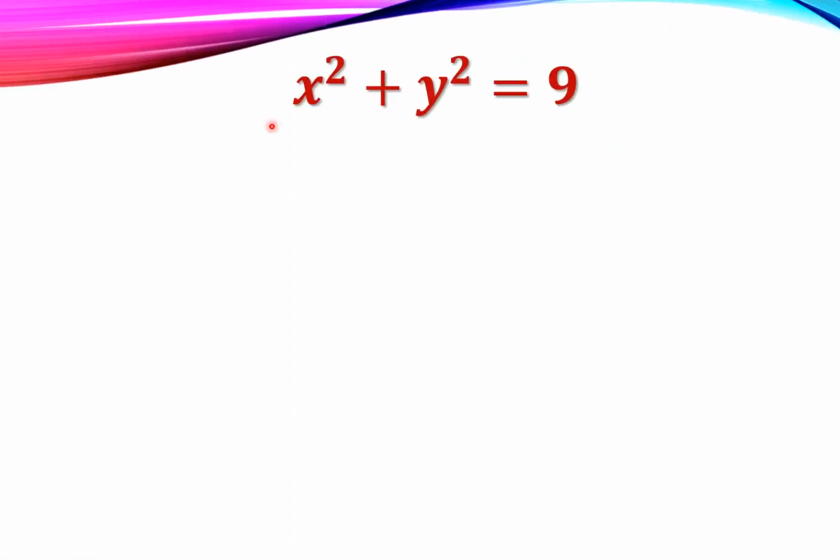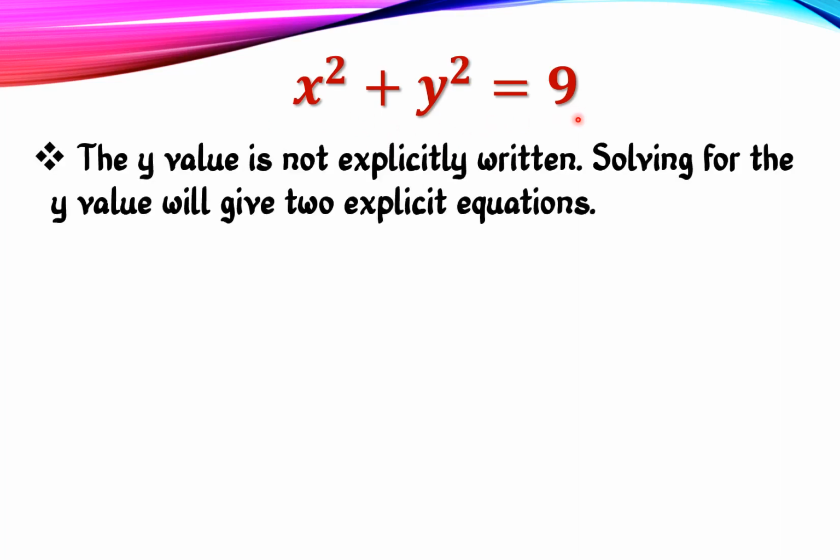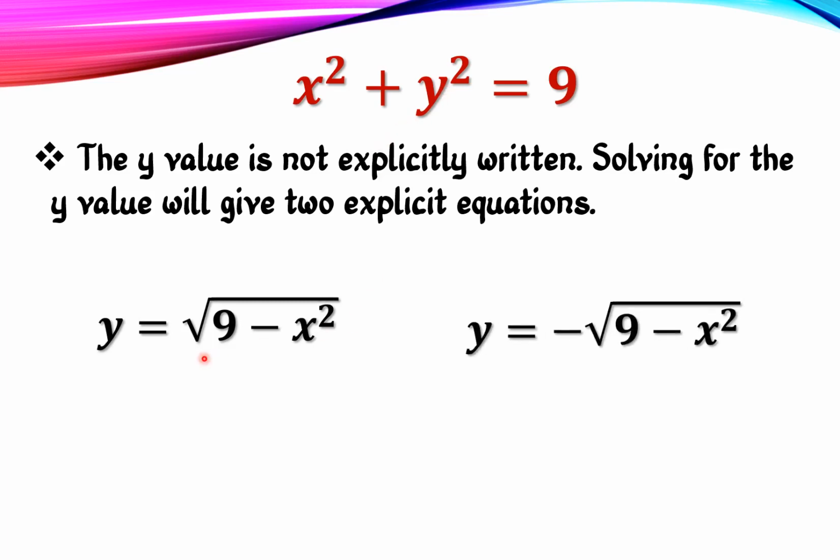Let's take a look at this equation of a circle. x squared plus y squared is equal to 9. So here, the value of y is not explicitly written. But if we're going to solve for the y value, it will give us two explicit equations. Transposing x squared to the other side and then getting the square root, we will have y equals the positive or the negative square root of 9 minus x squared. And if we have two values for y, we know that this one is not 1:1. The relationship is not 1:1. There are two values for y.